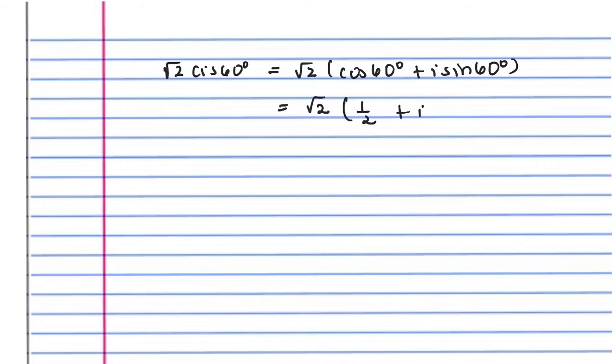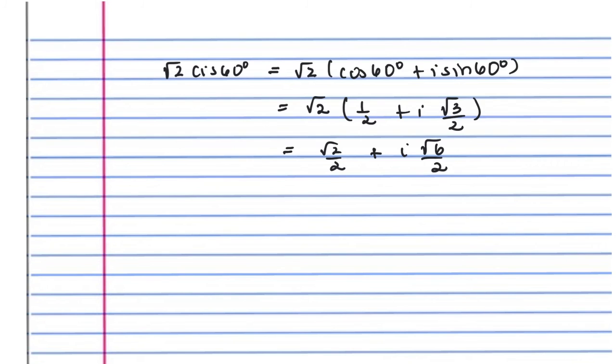So we have root 2 cis 60. That's shorthand for root 2 times the cosine of 60 degrees plus i sine 60 degrees. And we know that the cosine of 60 degrees is 1/2, and the sine of 60 degrees is root 3 over 2. So we have root 2 over 2 plus i times root 6 over 2, and I multiplied root 2 times root 3 to give me root 6.